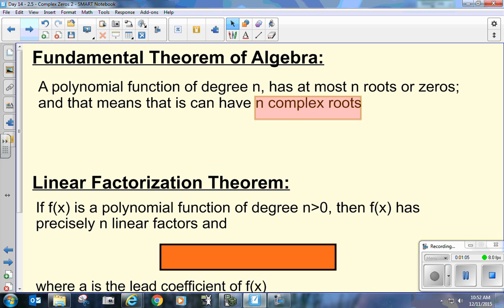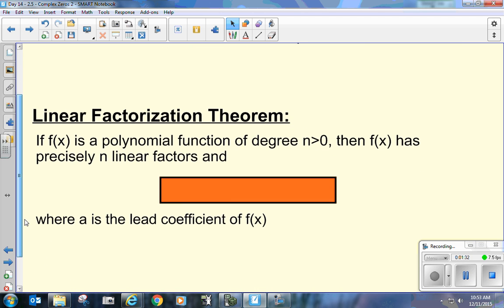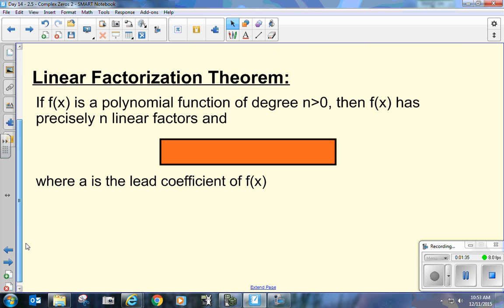And that means it can have n complex roots. Remember, complex means imaginary numbers in there. If I have a quadratic and it doesn't touch the x-axis, it really has no real roots. That means it's too imaginary. So at most, whatever that degree is, if it never touches the x-axis, it can have that many imaginary roots. All right, so we're going to take that and what we already know and apply it to this.